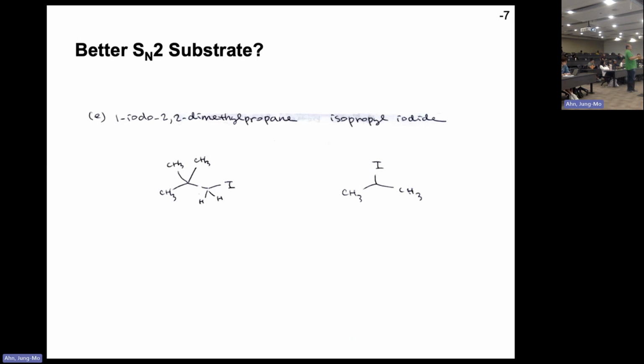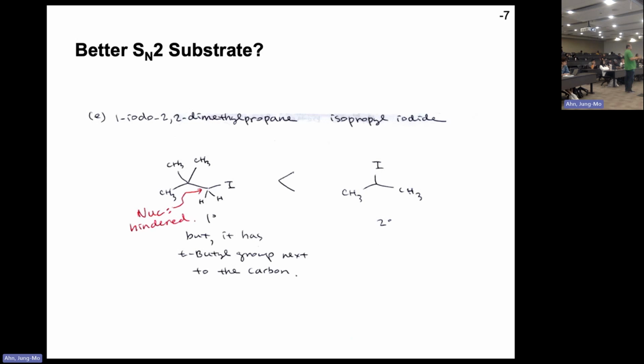Compared between these two, which one is a better SN2 substrate? If I'm asking you, you're going to see that this is iodine on this carbon. That carbon has just one carbon directly bound to it, even though it's t-butyl. So you may consider that as a primary alkyl halide. That one, the iodine is on the secondary alkyl halide. Primary is better than the secondary, so this should be a better substrate than the other one.